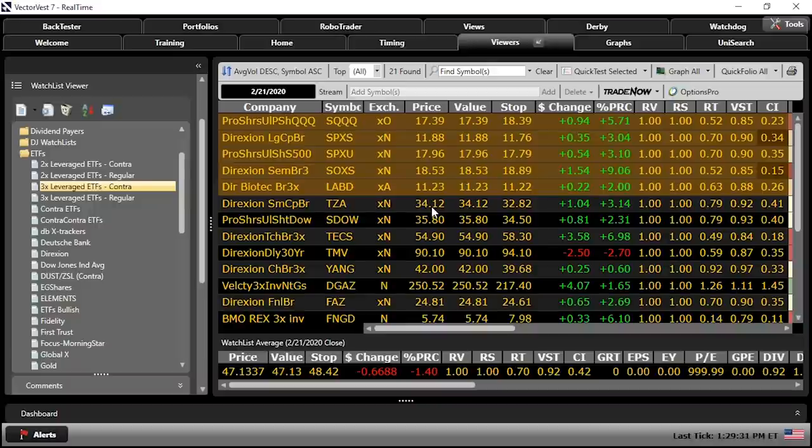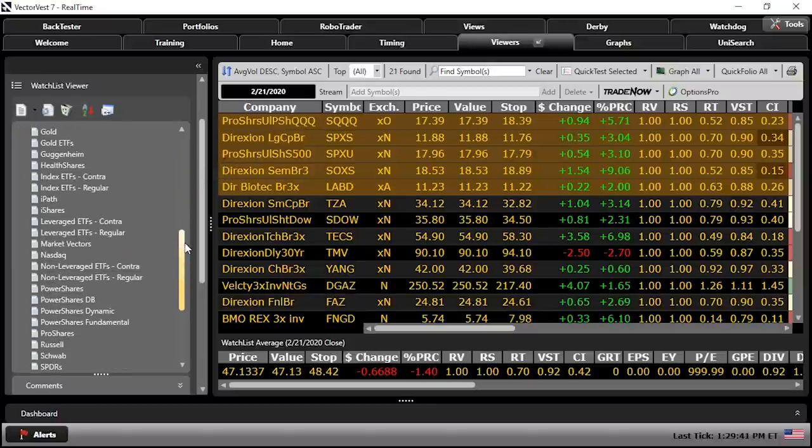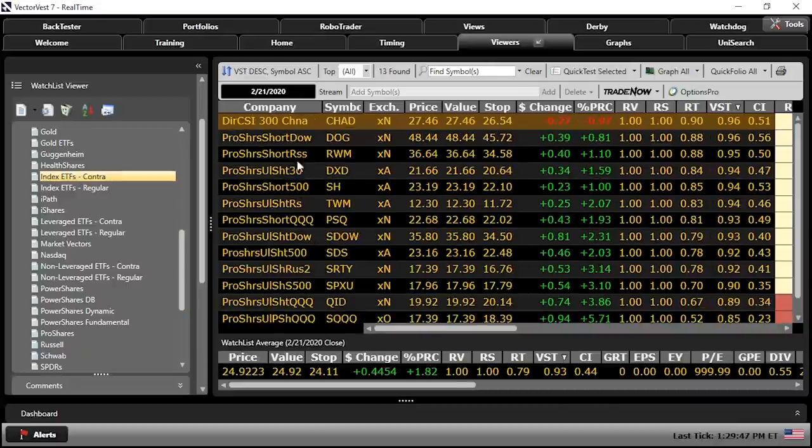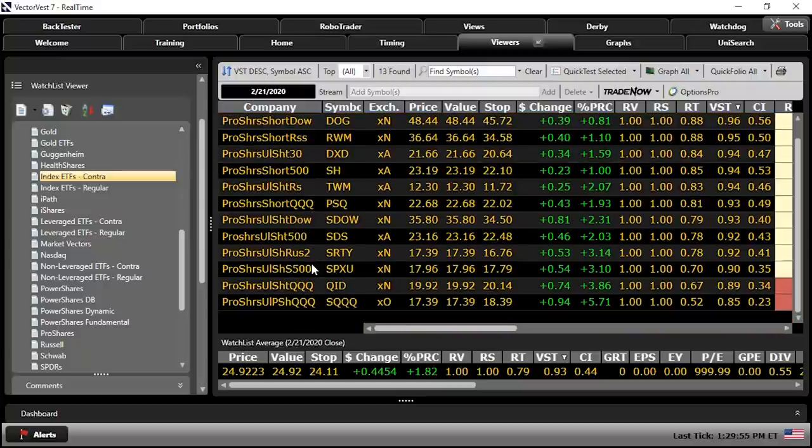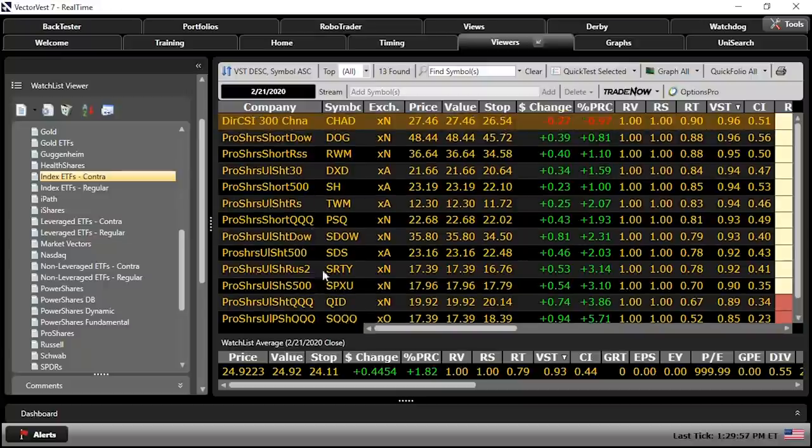Make sure before you pull the trigger on these that the market is moving in your direction. Now, maybe you want to play just the indexes. So guess what? We do have index Contras. Here we go, index Contra ETFs. Let's go take a look at those. Here's the China index, the Dow, the Russell, the Dow, the S&P 500, the Qs. All of the major indexes right here, all right?